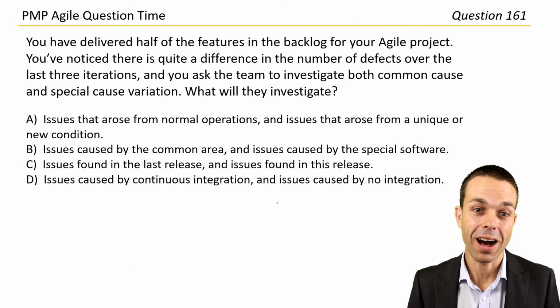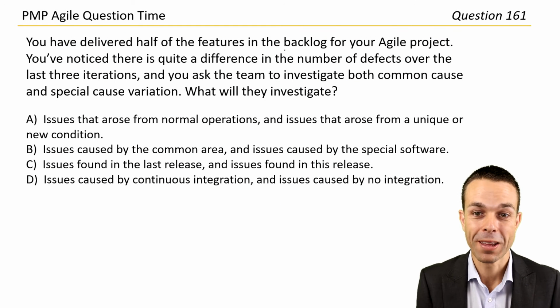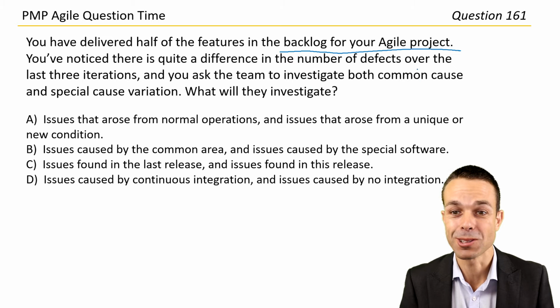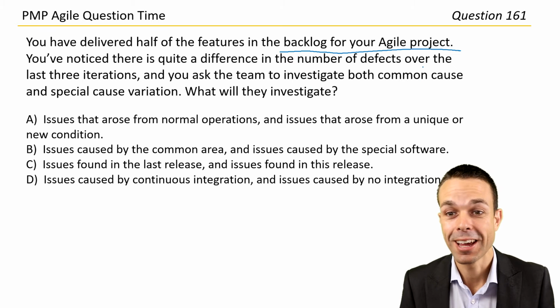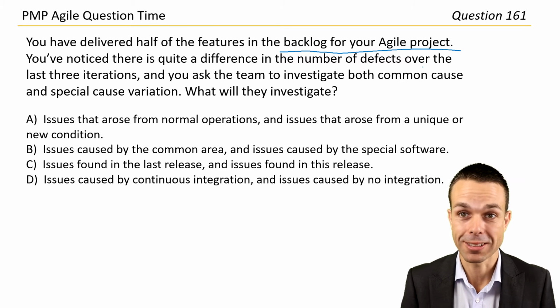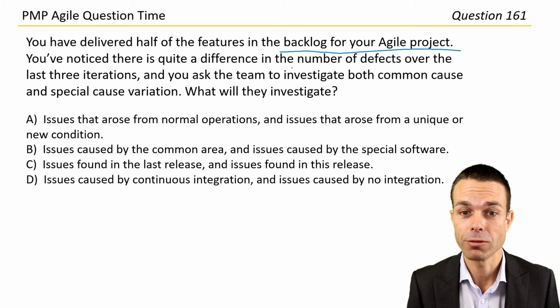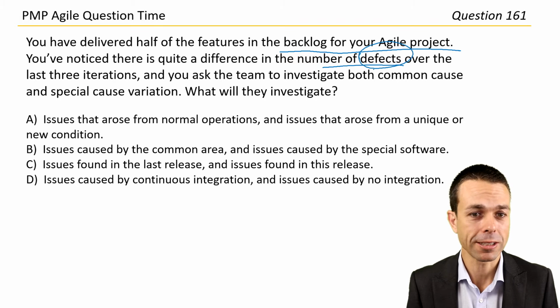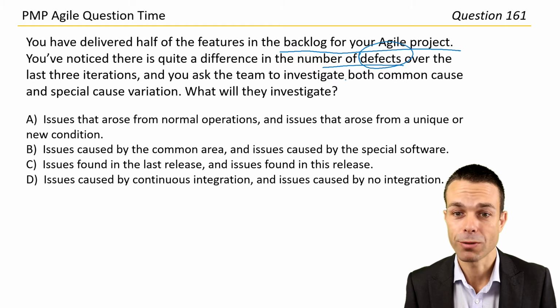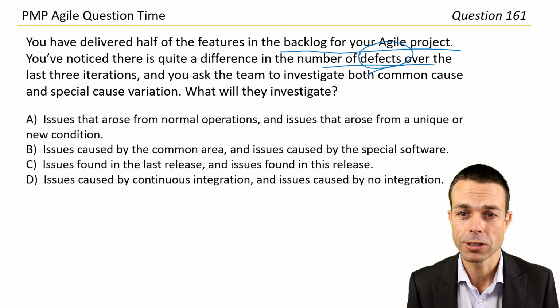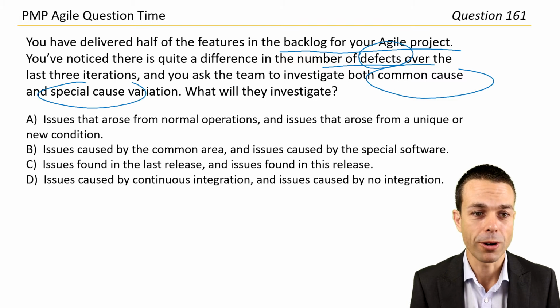You have delivered half of the features in your backlog for your Agile project. Oh, this looks like a scenario-based question, which is exactly the type of style that you'll see on the exam. So this is really good. You've noticed that there's quite a difference in the number of defects over the last 3 iterations. Okay, so defects, and you ask the team to investigate both the common cause and the special cause variation.